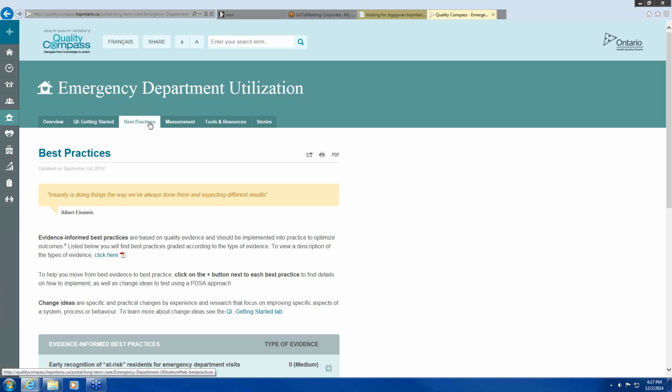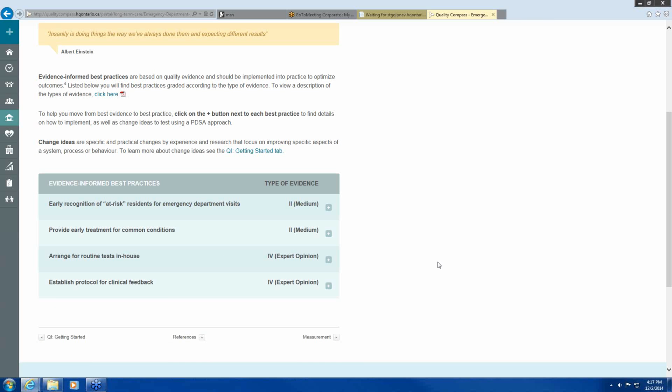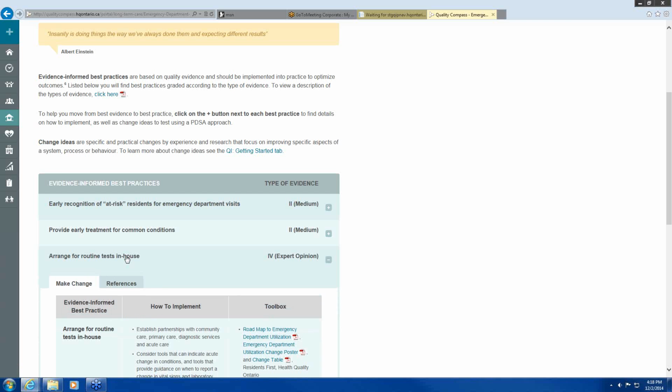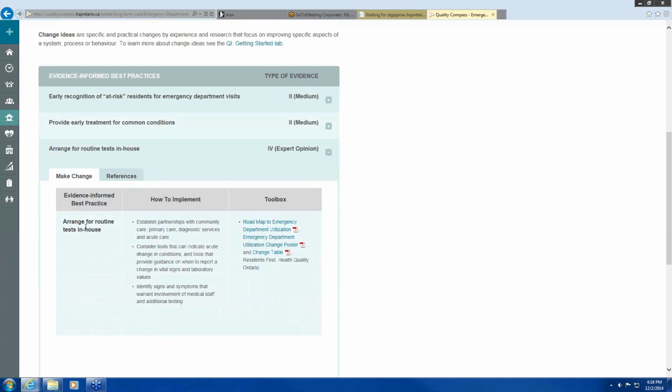There's better practices, but looking for those ideas that have some literature that supports that this would improve the care for your patients. So let's have a look in this one. It's expert opinion, and they have described how they rank it. Arrange for routine tests in-house. So we know a lot of people end up going to hospital for diagnostics, and particularly to the lab.